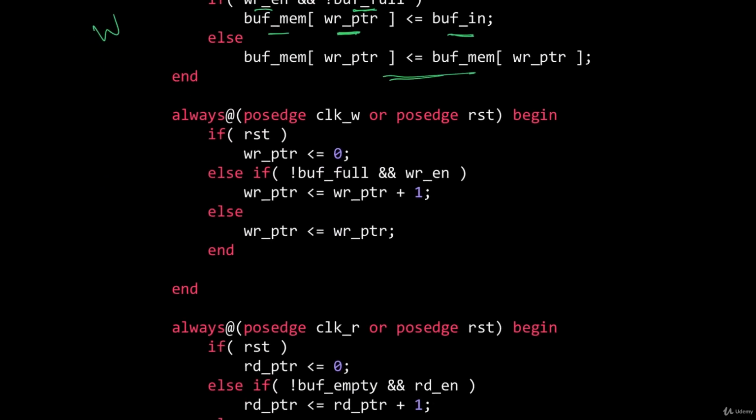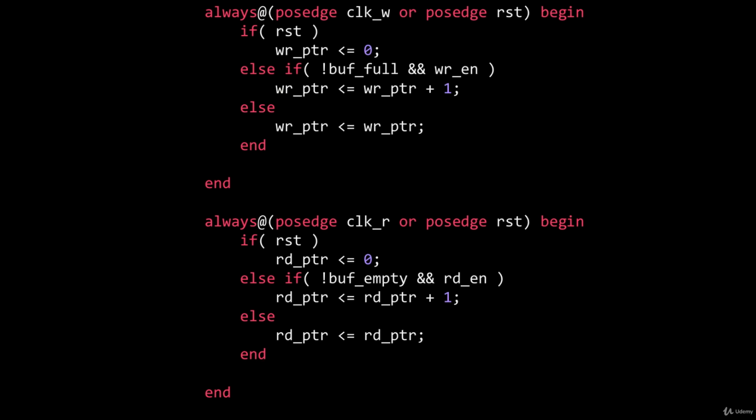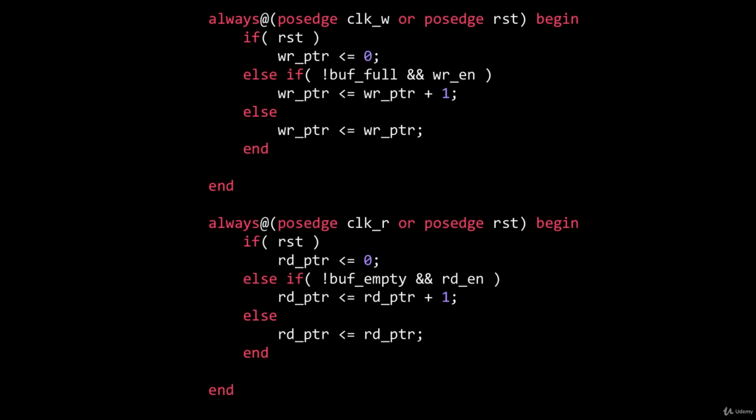The next always block is for managing the write pointer and read pointer. This again is split into two. At the write clock or reset, you come in and you reset the write pointer if reset is active. If reset is not active, then if write enable is active and your buffer full is not 1, then you can go ahead and write into the FIFO. So you increment the write pointer, else you keep the write pointer as it is. In all these cases, your else is optional. You can just omit it and it will be inferred, like we saw in how to design a latch.